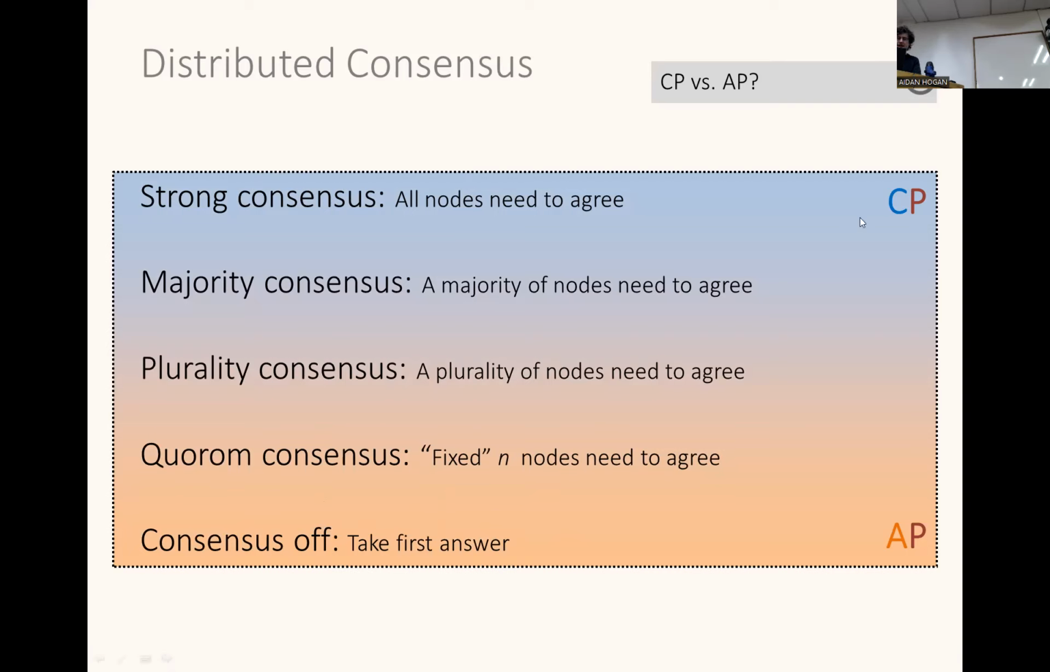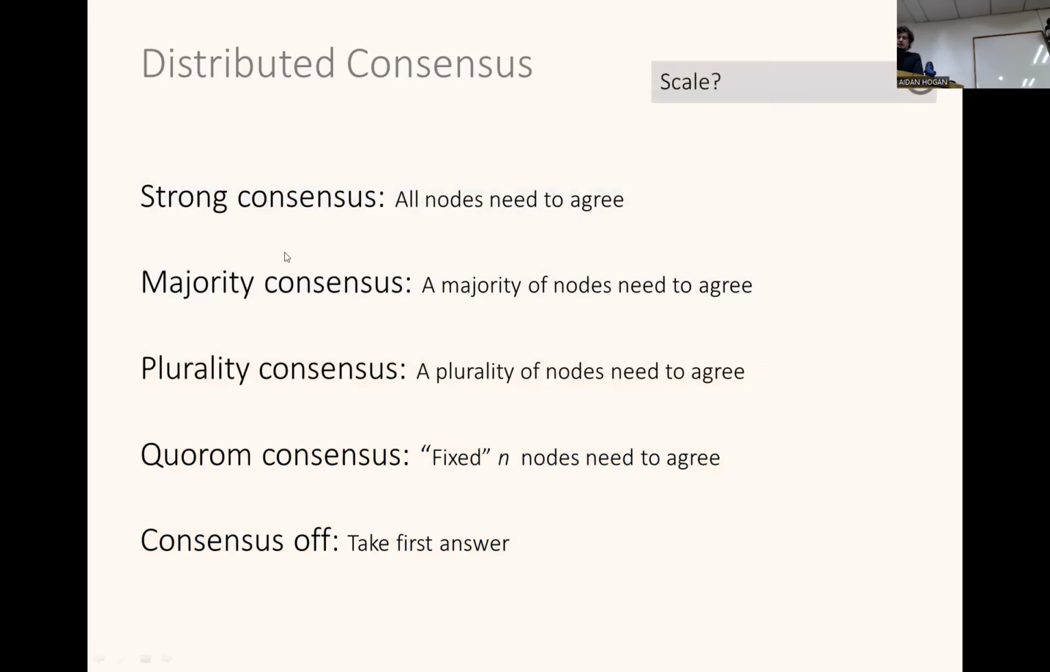Okay, and let's say strong consensus is our policy, and we ask a question and we get different answers. Then our response in the case of consistency with partition tolerance, CP, would be to say, no response, we don't know. We don't have to answer the request, right?